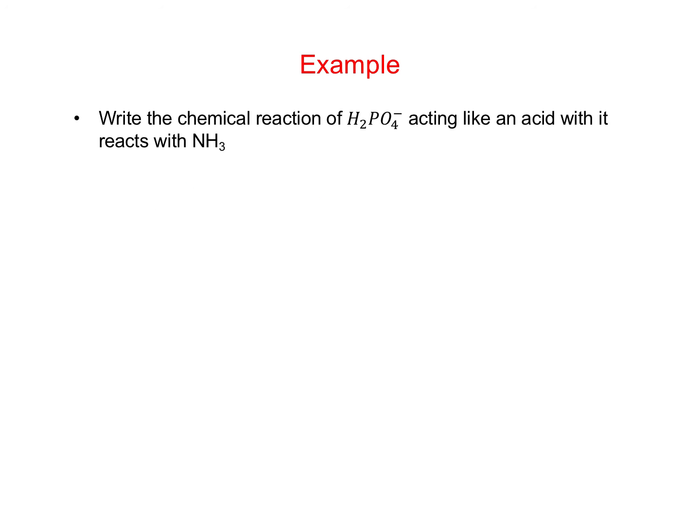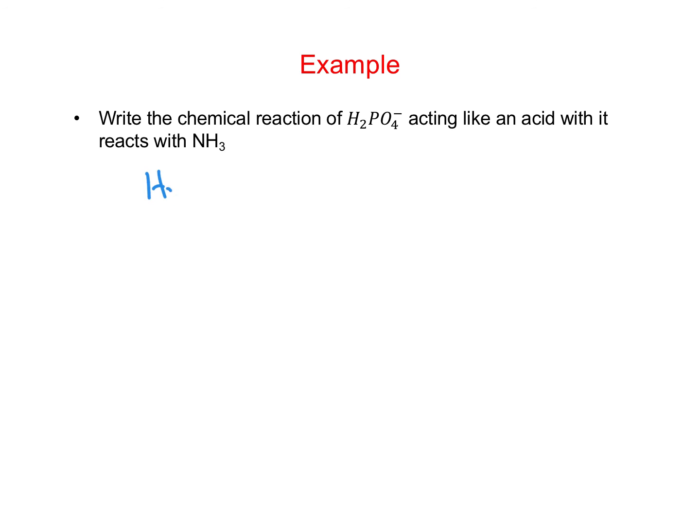All right, and then in our last example, similar thing. I've got the same starting material, but now I want to write the reaction for H2PO4 minus acting like an acid. In the previous one, it acted like a base. Now it's acting like an acid. So H2PO4 minus is an example of another substance that is amphoteric. Depending on what I combine it with, it can act as either an acid or a base. So I'll write down my reagents.